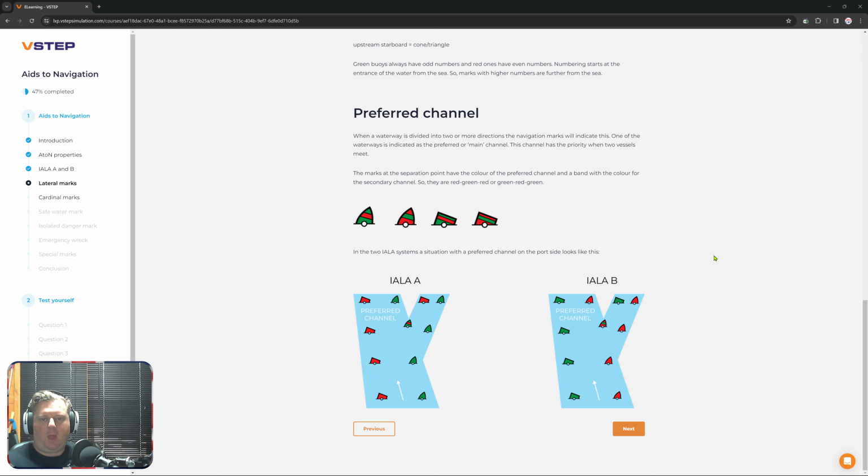Preferred channel. When a waterway is divided into two or more directions, the navigation marks will indicate this. One of the waterways is indicated as the preferred or main channel. This channel has the priority when two vessels meet. The marks at the separation point have the colour of the preferred channel and a band with the colour for the secondary channel, so they are red, green, red, or green, red, green. Got you.